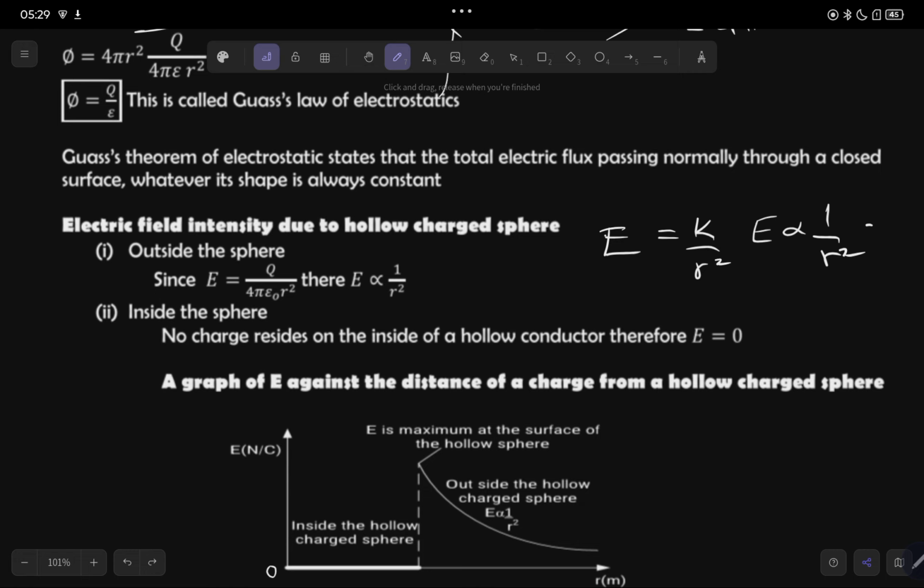This marks the end of our episode about electric fields, electric field intensity. In our next episode, we shall be discussing electric potential and electric potential difference.